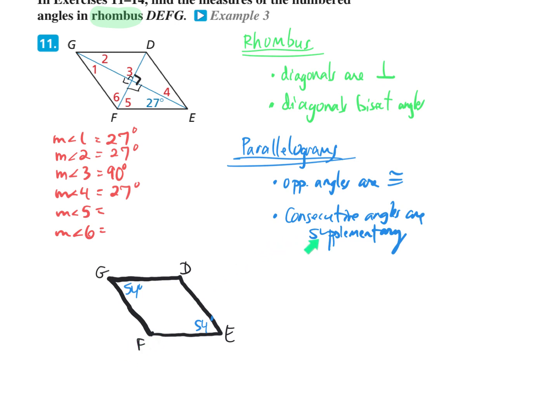So if consecutive angles of a parallelogram are supplementary, then 54 degrees plus this angle here adds up to 180. So 180 minus 54 is 126. All right, and the diagonals of the rhombus bisect the angles. So 5 and 6 are half of 126. 126 divided by 2 is 63 degrees. Angle 5 and angle 6 both have a measure of half of that, which is 63 degrees.